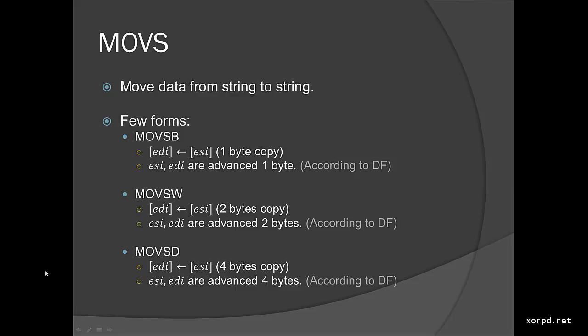Finally, we have the third form, MOVSD. MOVSD does about the same, just with 4 bytes. It reads 4 bytes from the location pointed by ESI and stores those 4 bytes into the location pointed by EDI. Then immediately, ESI and EDI are advanced 4 bytes. They are increased or decreased according to the direction flag.